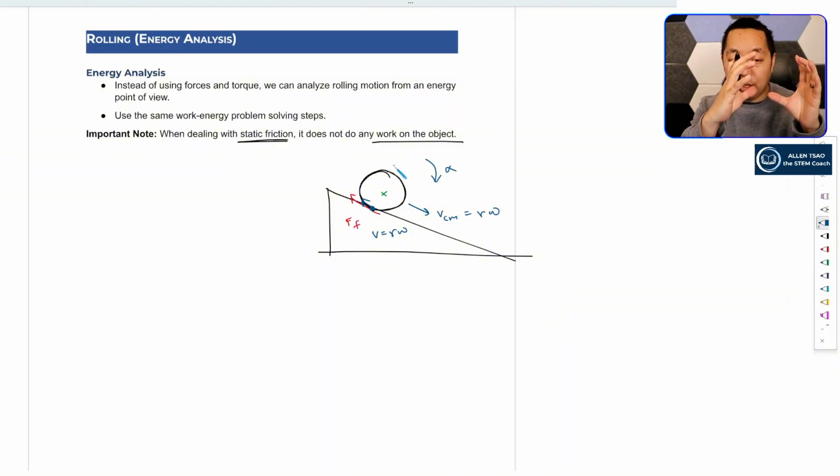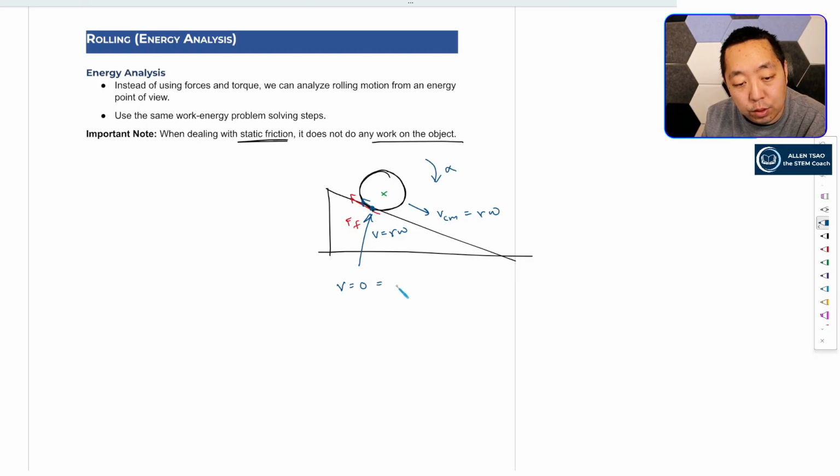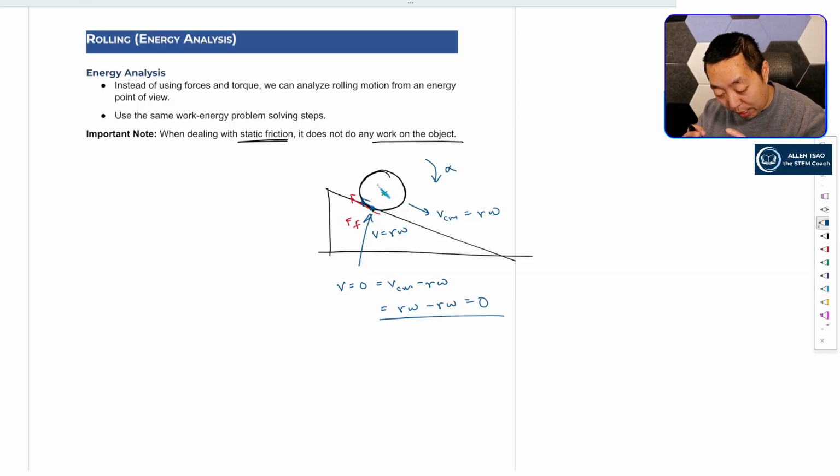The entire center of mass of the object is moving r omega down the ramp, but at the end point we have an r omega going up the ramp. The net velocity is zero. So at that contact point, the velocity is equal to the velocity of the center of mass minus r omega, which is r omega minus r omega, which is zero. So the displacement is zero. I know it feels weird because the center of mass is displacing down the ramp, but at that exact contact point there's no displacement. So the work is zero when it comes to doing the work energy process here.